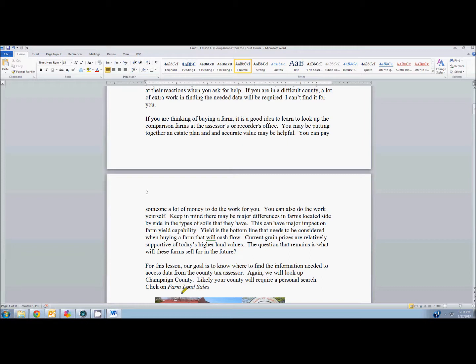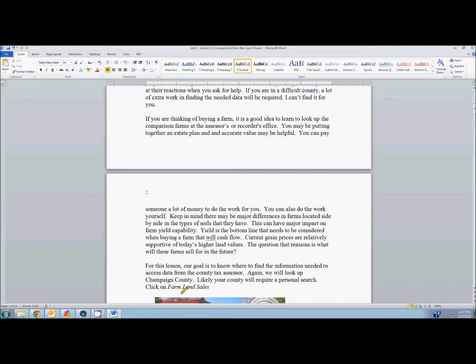The bottom line is you need to know what kind of soils you have or what you're going to buy, what kind of soils it has, because that all relates to yield, and yield is the bottom line as to whether it will cash flow for you. Current grain prices are relatively supportive of today's higher land values. The question remains is, what will these farms sell for in the future?